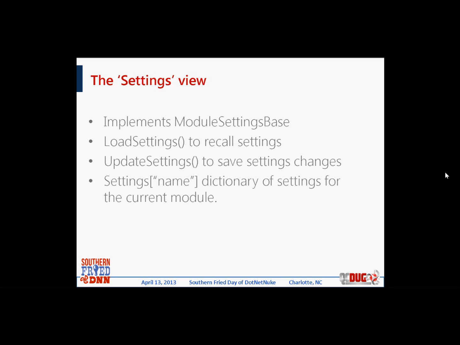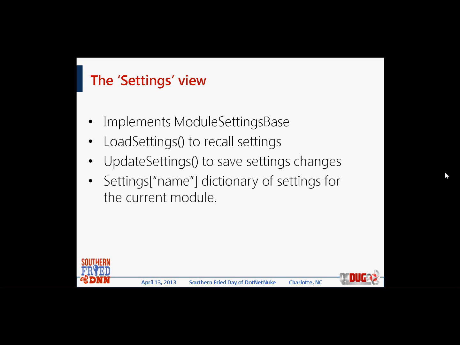Then we moved on to implementing our settings. Again, as a review, a settings view is a user control that implements module settings base. It's actually an edit type control in the manifest. I'm not sure why, but that's just the way they did it. But it's a special type of view in that it gets embedded in the module settings panel in the basic DNN module settings. So we really have no control of it as far as loading and saving and that kind of thing.